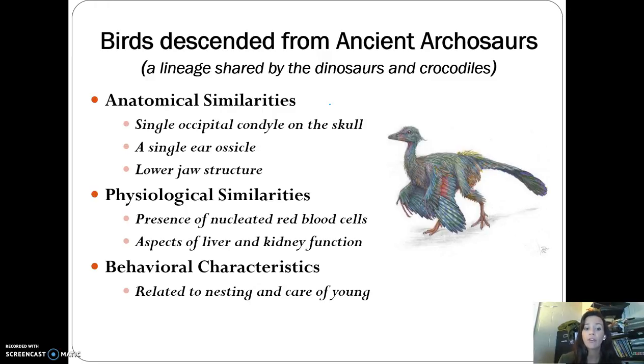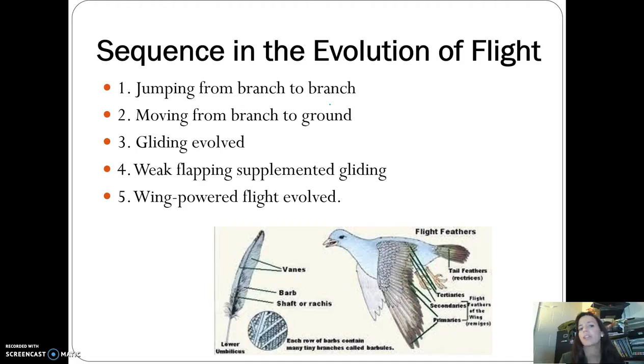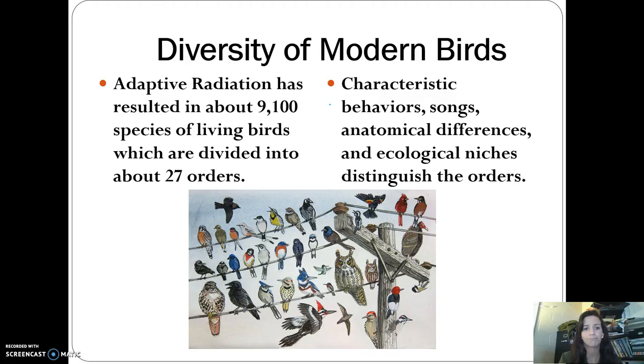Behaviorally, they also have nesting and care of young, which you don't always see in amphibians, fish, and some reptiles. Here's a potential theory for the sequence in the evolution of flight. Birds started by jumping from branch to branch, then moving from branch to ground, then eventually gliding evolved, followed by weak flapping, and then eventually wing-powered flight evolved.